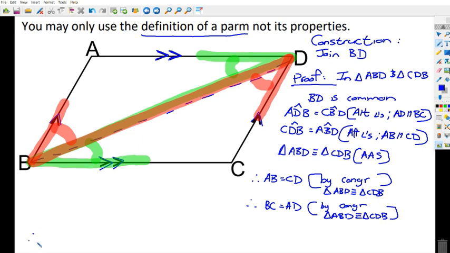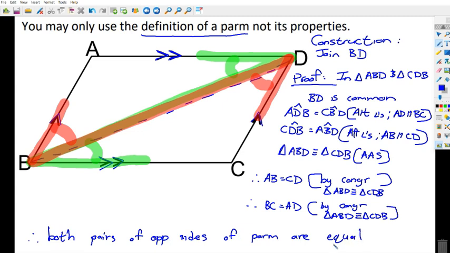Therefore, I can say both pairs of opposite sides of a parallelogram are equal. Alright, and there we go. There's your first proof. Alright, so let's just go through that again.